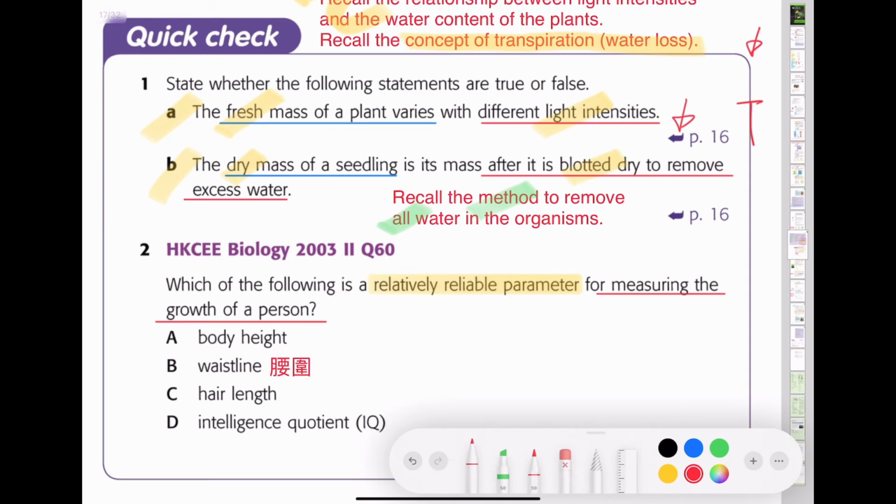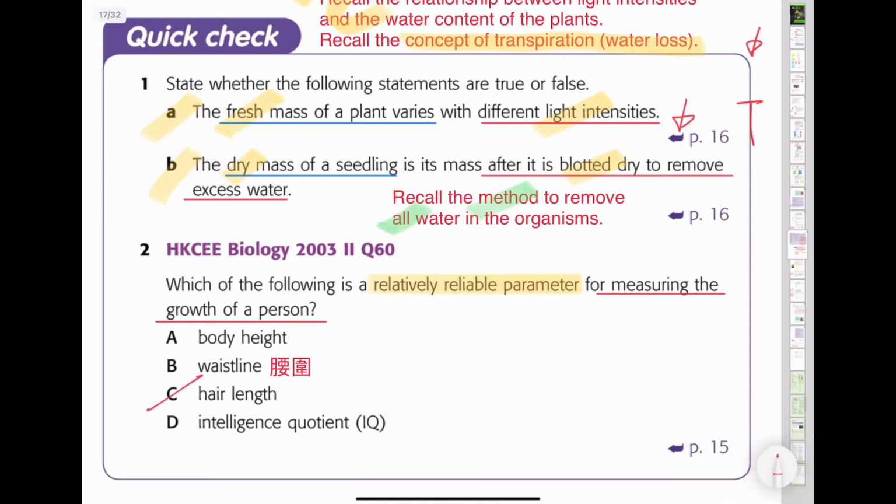So we try to eliminate some impossible answers first. So hair length, of course, is wrong. It's not reliable. Imagine someone keeps long hair, so it is growing longer and longer. But what about someone who shaves all the hair, cutting it very short? Can we say that it is a reversible growth? We cannot say so, right?